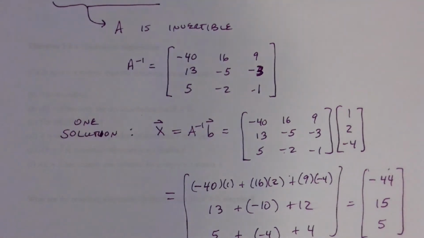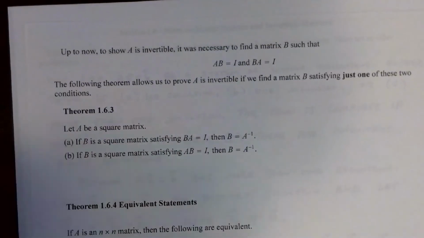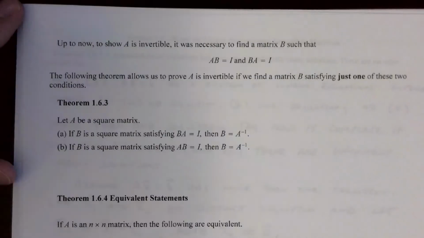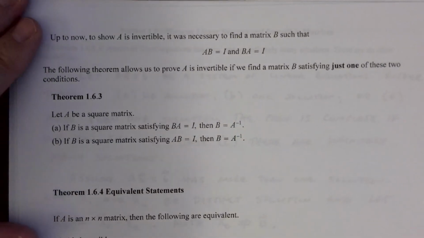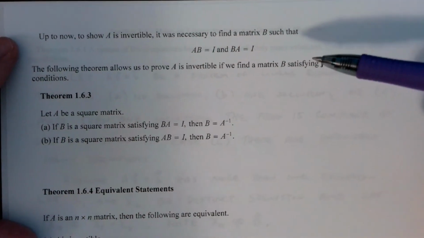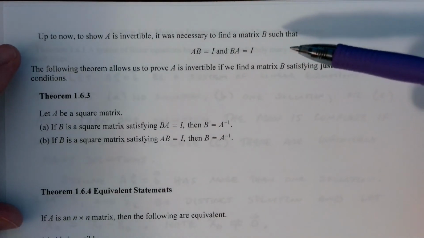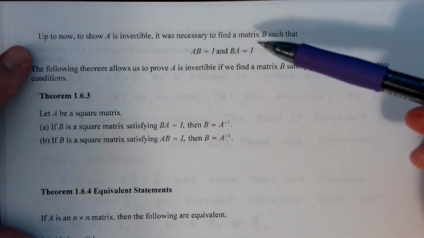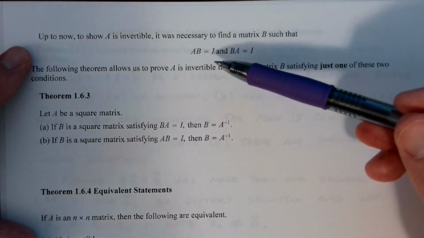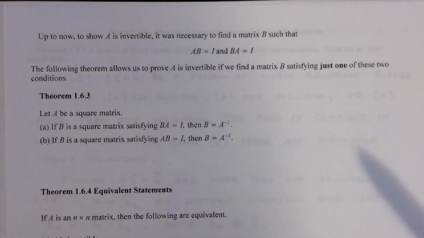Okay, I want to close then with this connection between inverses and systems of linear equations. First, I want to share this theorem that comes out of, I think, section 1.6 in the book. Up to now, to show A was invertible, it was necessary to find the matrix B such that AB is the identity and BA is the identity. Right, we had to multiply both ways to prove that.